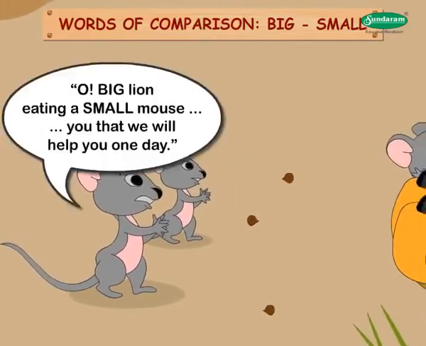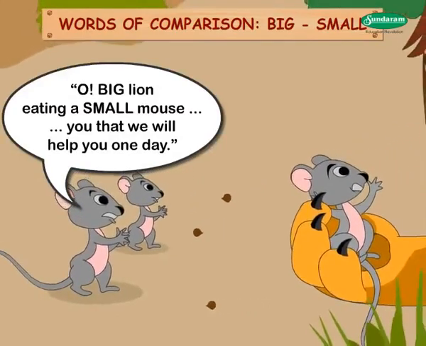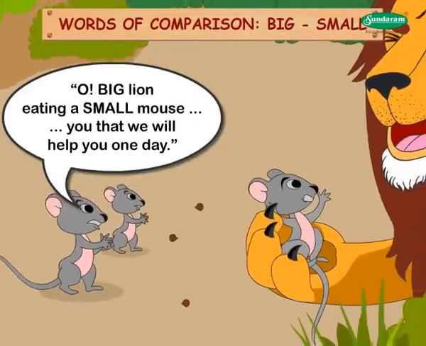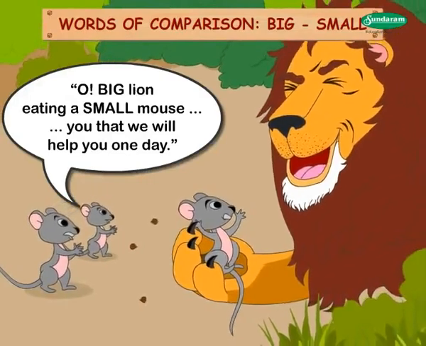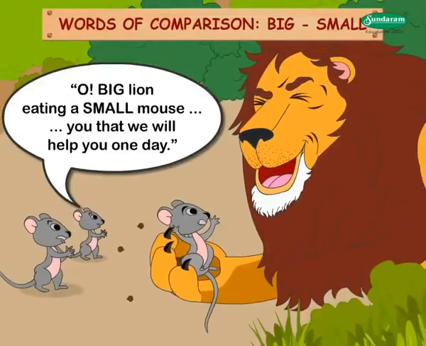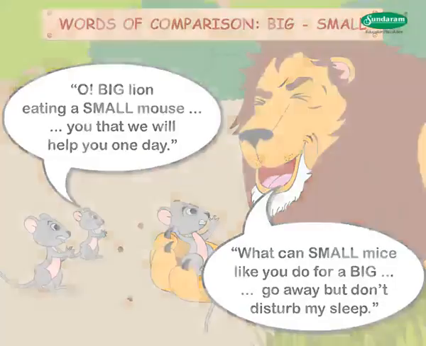They said, "Oh, big lion, eating a small mouse like us does not look good for the king of the jungle. Please leave our brother, and we promise you that we will help you one day." The lion had not wanted to eat the small mouse. He just wanted to frighten them. He laughed and said, "What can small mice like you do for a big lion like me? Anyway, go away, but don't disturb my sleep."